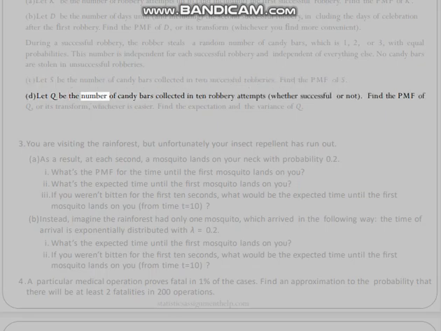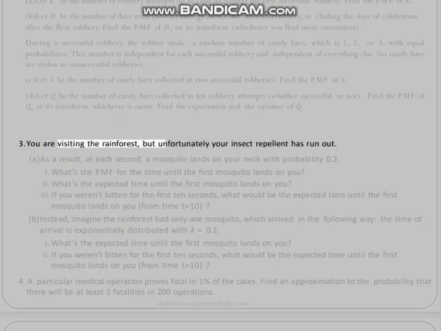D. Let Q be the number of candy bars collected in 10 robbery attempts, whether successful or not. Find the PMF of Q, or its transform, whichever is easier. Find the expectation and the variance of Q.